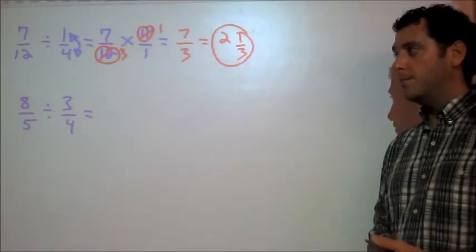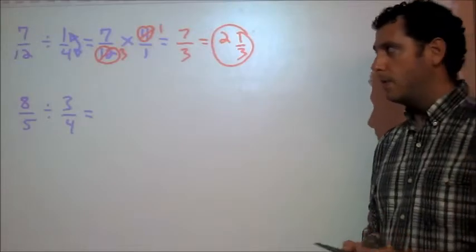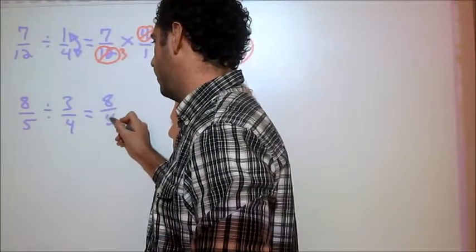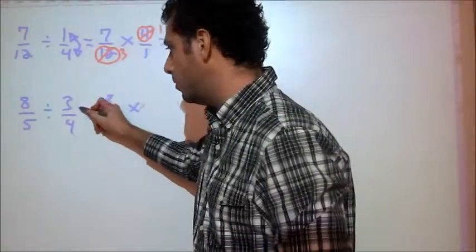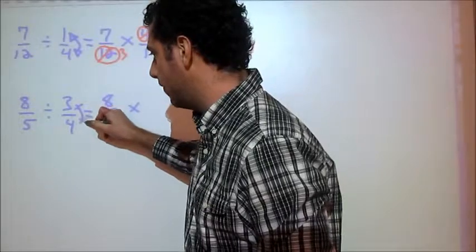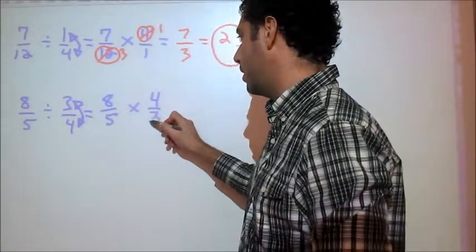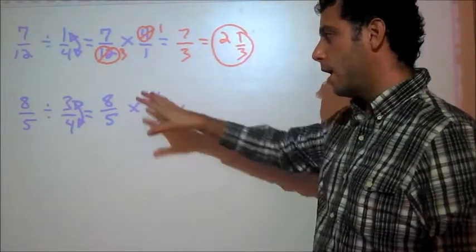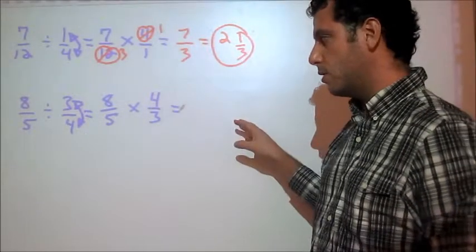Now, how about the next one? 8/5 divided by 3/4. Again, we can use this cross multiplication technique. So 8/5, we're going to change the division symbol to a multiplication symbol and use the reciprocal of this fraction here, which would be 4/3. And then we can try to simplify first and multiply, or just multiply straight across.